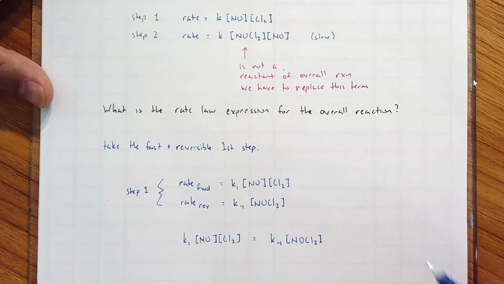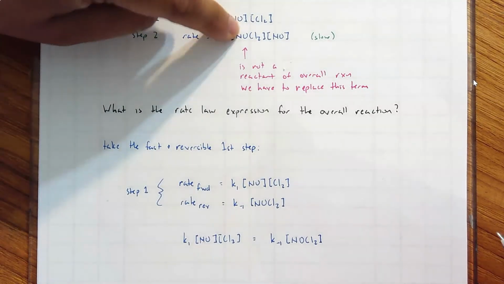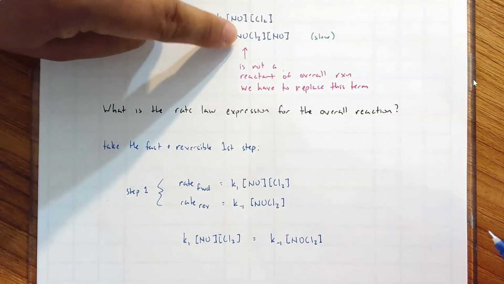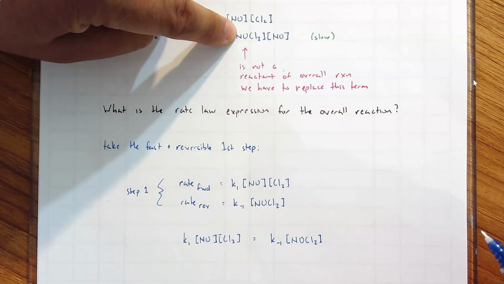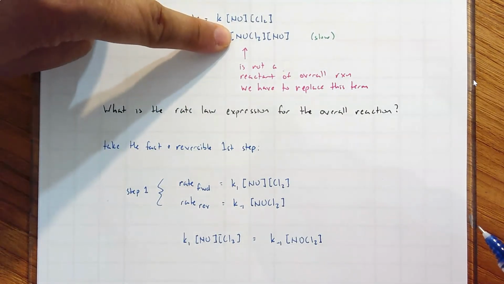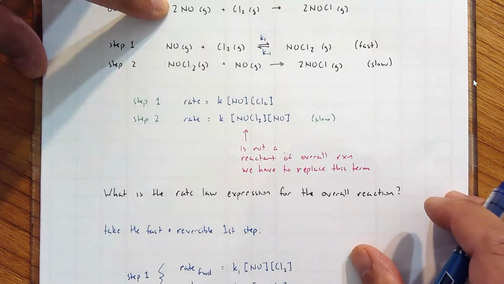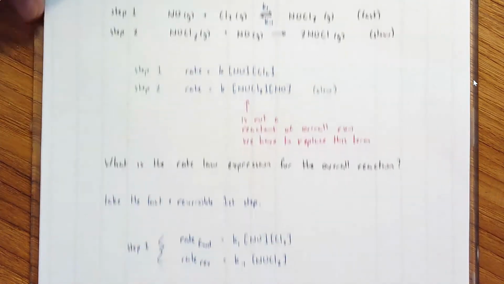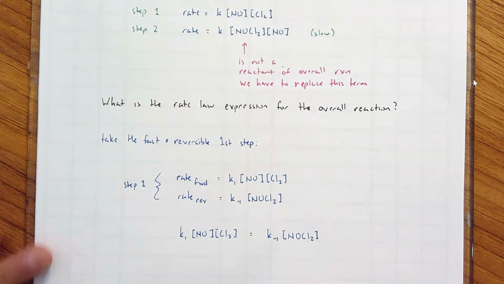Again, what is the goal? The goal is to replace that term right there, the term in the slow step that is not part of the overall reaction. NOCl2 is not in the overall reaction up here. Okay, see, we have it right there.